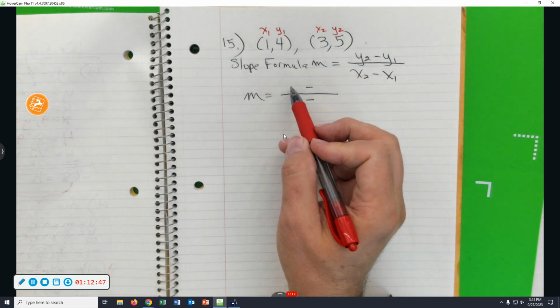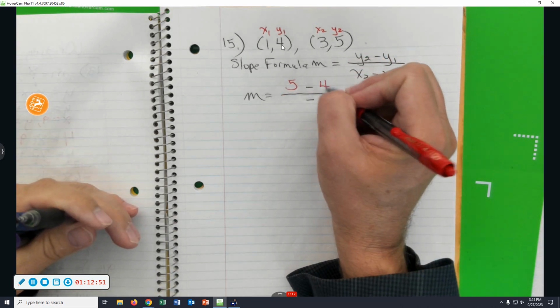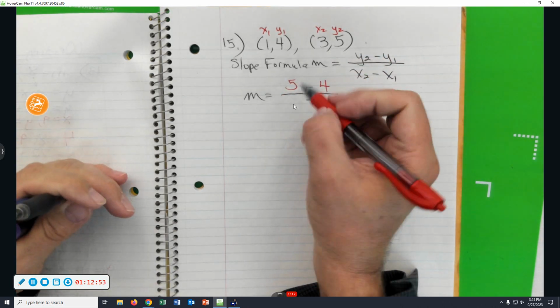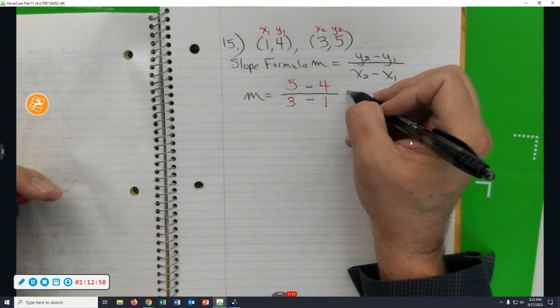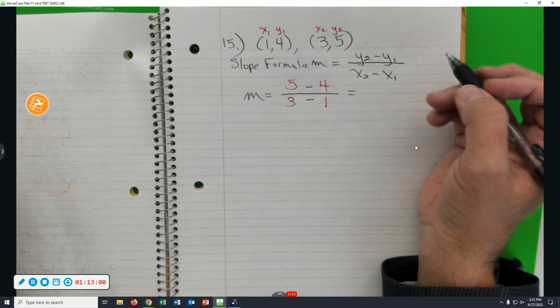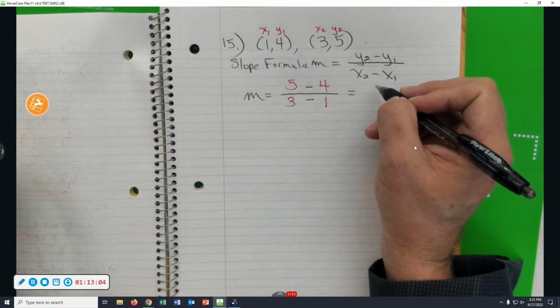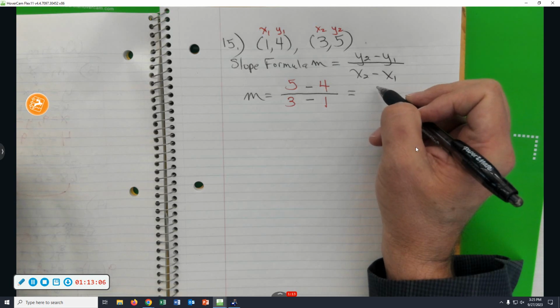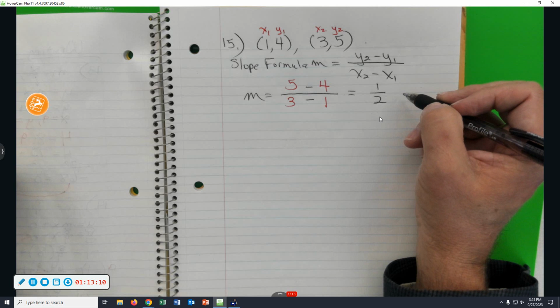what's going to go here? 5 minus 4, I agree. Here, 3 minus 1. Oh, this is a pretty nice slope. At least it's positive. It's not negative. But it's going to be a fraction, isn't it? But it's not too bad a fraction. It's going to be 1 over 2. So the slope is 1/2.